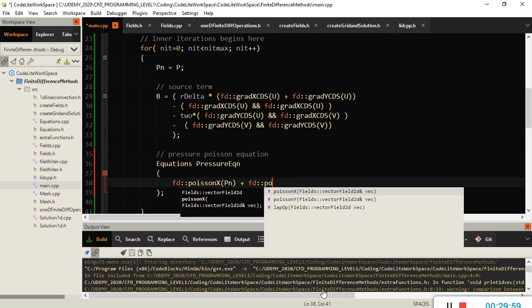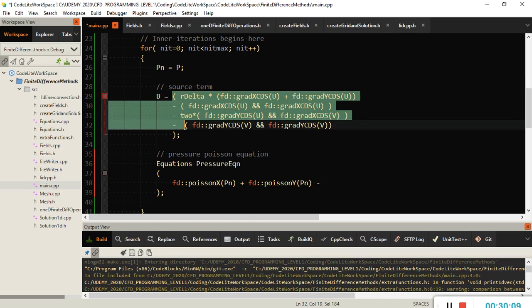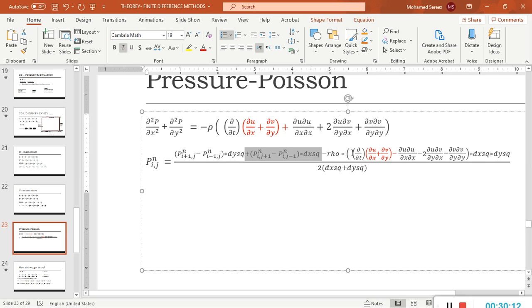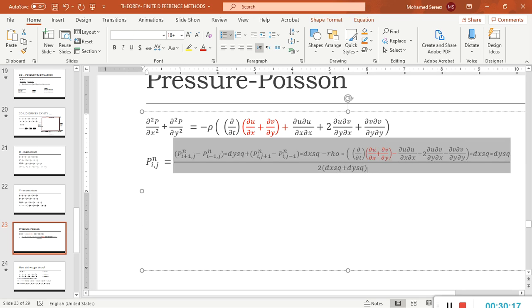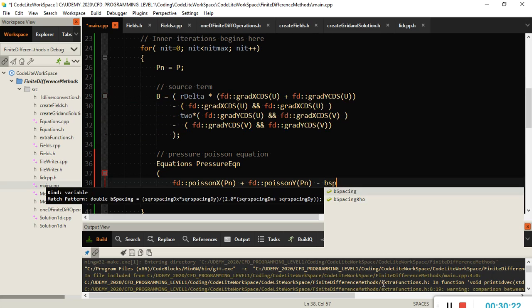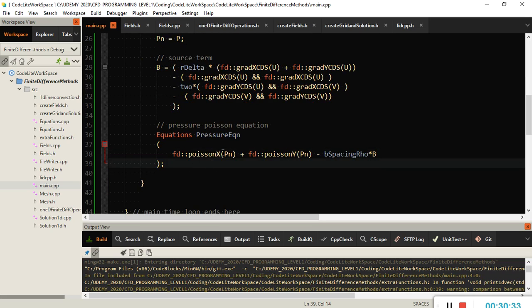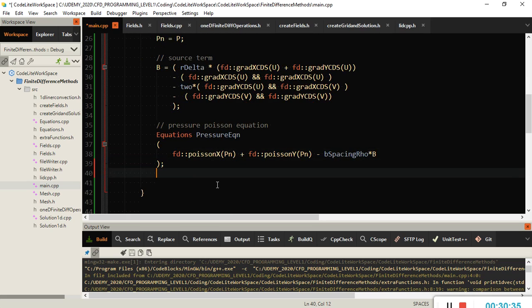Sometimes it comes up, sometimes it doesn't. Of pn minus. Now we have written the entire source term, but we need to multiply the source term with this dx square dy square divided by this, and also with rho. So we multiply with b in rho multiplied by b, and that's it. We have written the pressure equation without much hard work.